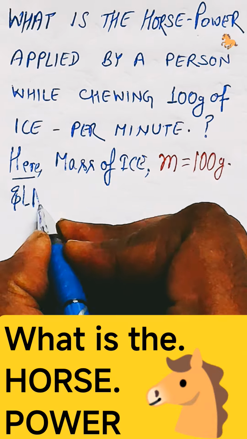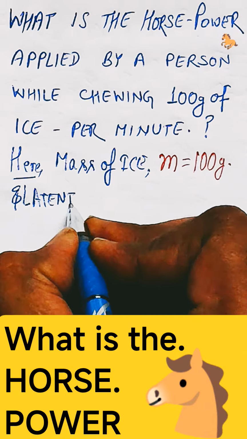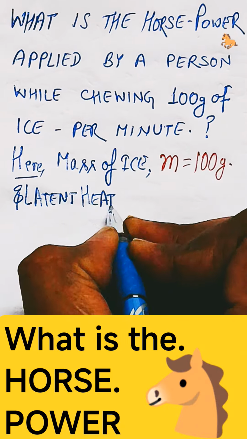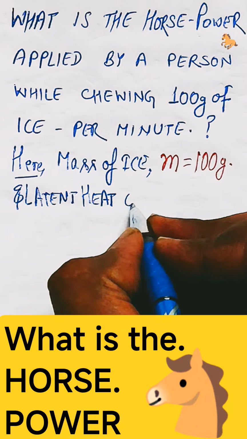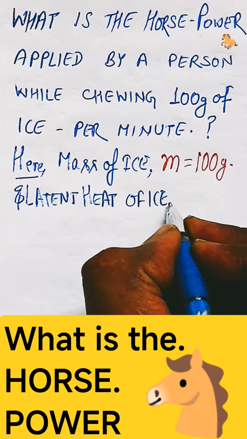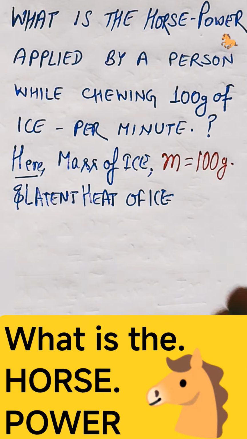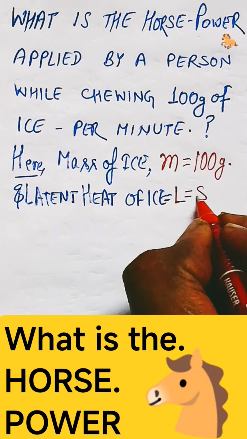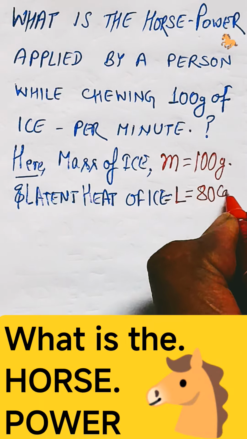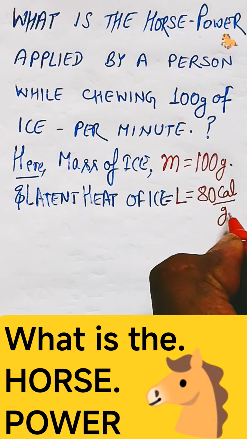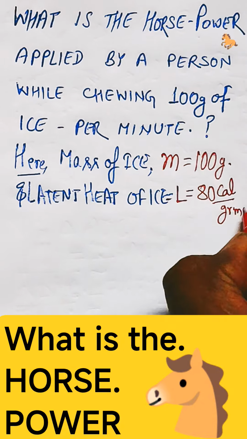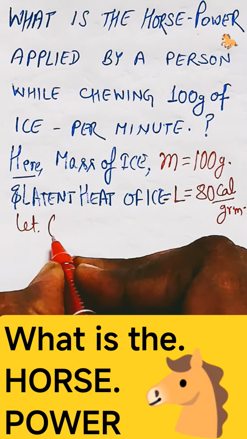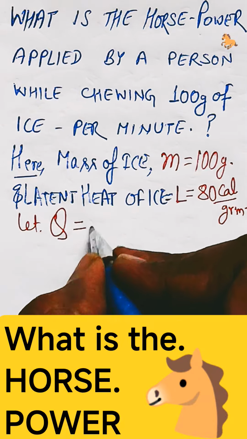Now the second data is the latent heat of ice. The latent heat of ice is how much? It's already known to you and I am writing it over here. Latent heat of ice is equal to 80, that is represented by L, right? Capital L is equal to 80 calorie per gram. This is the latent heat of ice. This data may be given to you in the question, but you can even remember it.